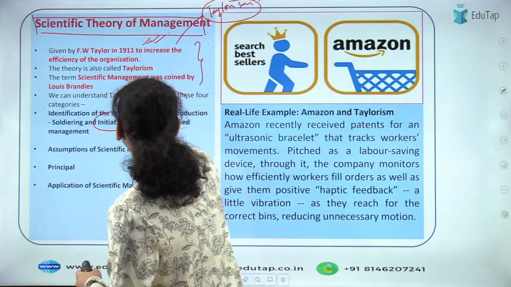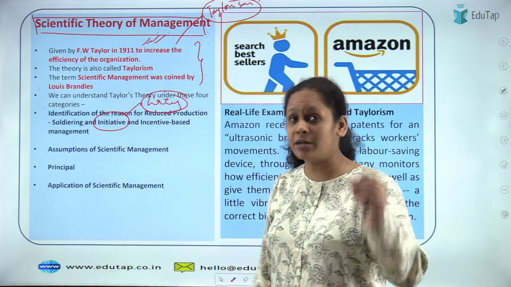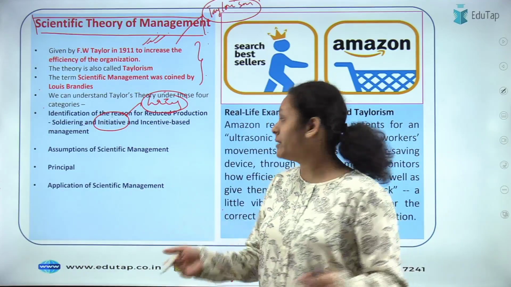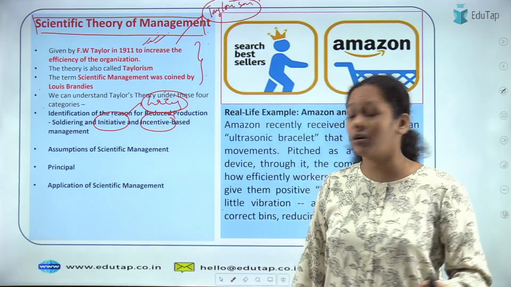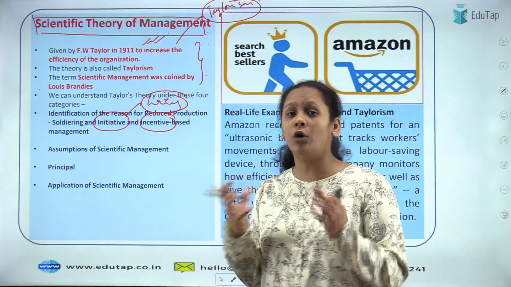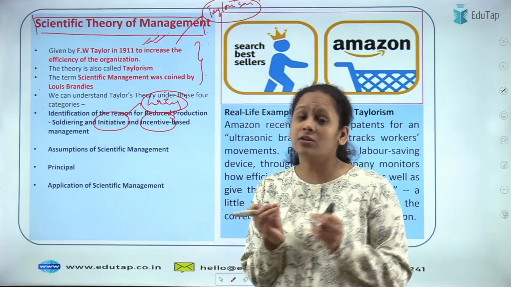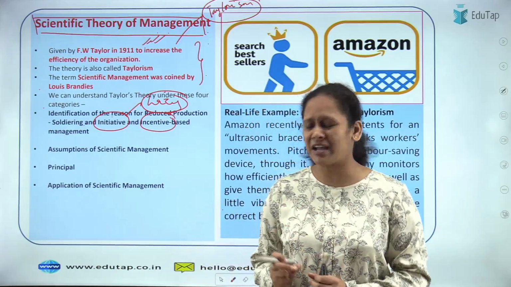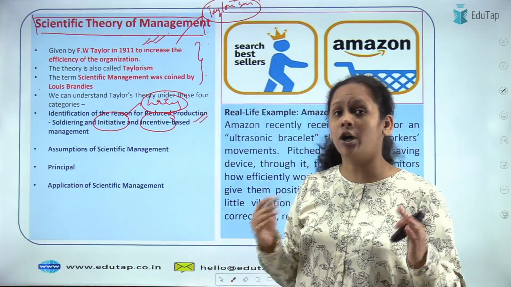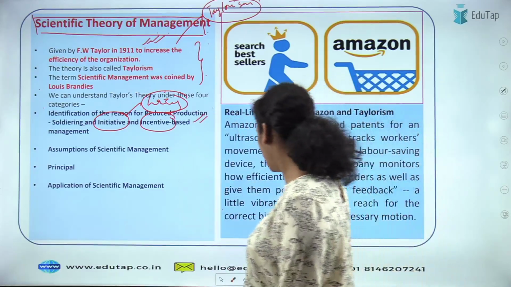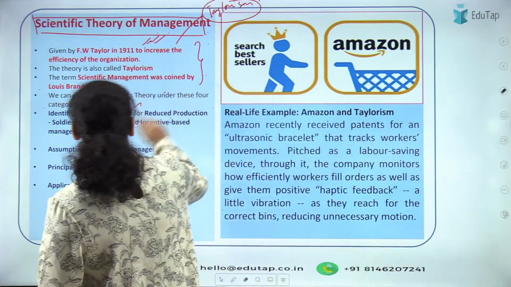So who initiated the task? The laborers initiated the task. Why? Because they wanted incentive. This was another reason: because of lack of monitoring by the managers, the production level was not at optimum level. Okay? So this is the first thing which you should keep in mind.